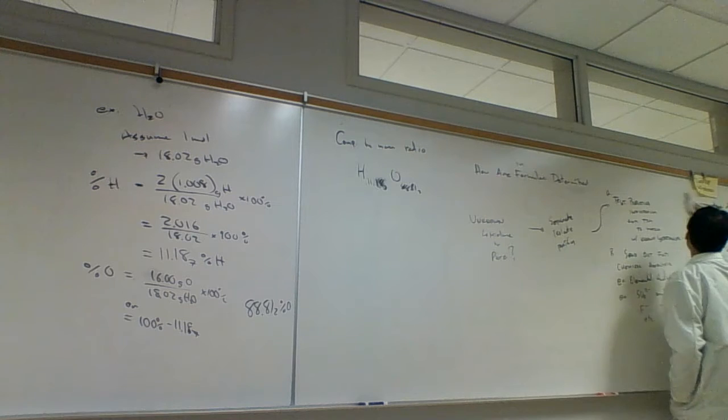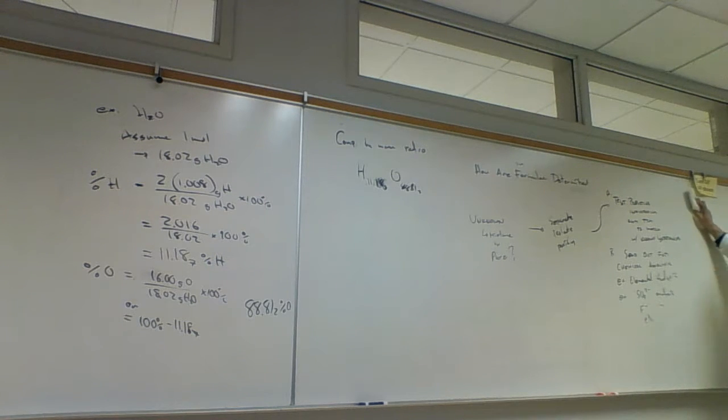Another one is if it's combustible, we have something called combustion analysis, where you burn it. And based on how much CO2 is formed and how much water is formed, you can figure out how much. Combustion analysis is for carbon, hydrogen, organics. Carbon, hydrogen, oxygen, nitrogen, phosphorus might be present.